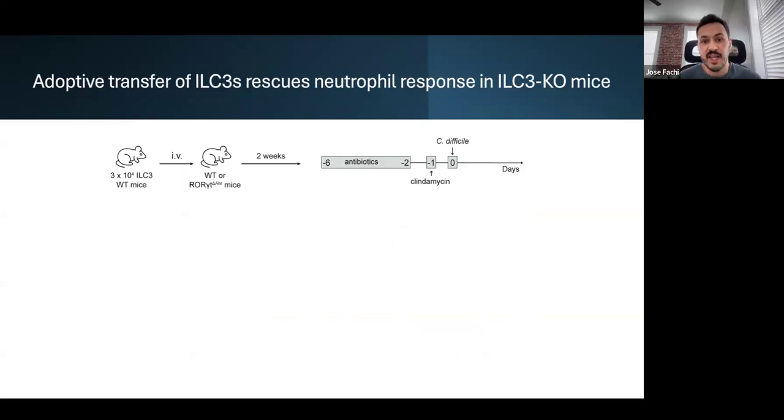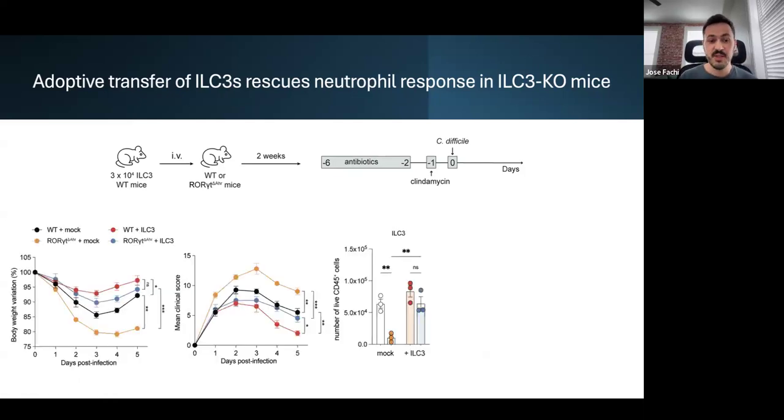Okay, to prove that ILC3s were really the reason for this impaired neutrophil accumulation, we restored the ILC3s in the ILC3 deficient mice. We took the ILC3 deficient mice and gave them ILC3s by IV. Then after 2 weeks of reconstitution, we infected these mice. So now the ILC3 deficient mice have ILC3s back. Infecting these mice, surprisingly, they were now protected, so they are not susceptible to the infection like the orange line here. So we can see the blue line. Having ILC3s back makes the ILC3 deficient mice protected against infection.